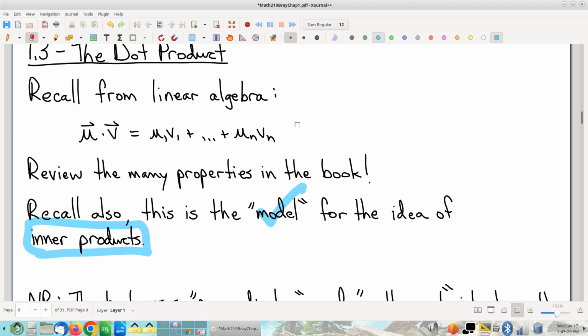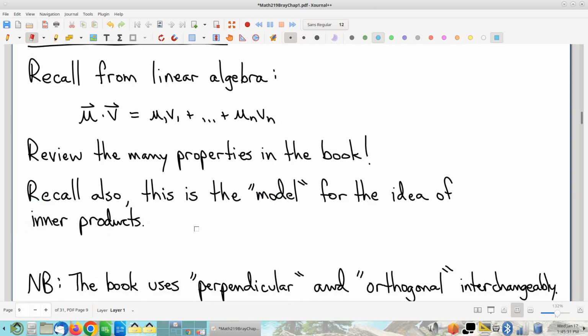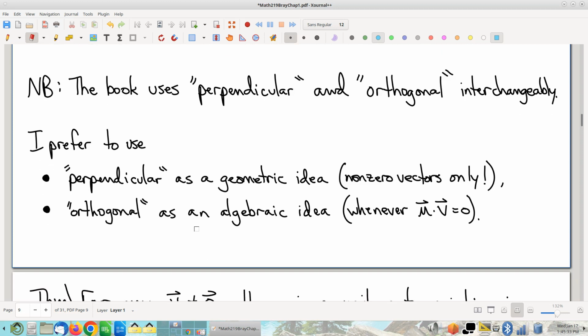All right. Okay, so I do have one additional terminology thing that I want to talk about, and that is these two words, perpendicular and orthogonal. A lot of books will be a little bit fast and loose about the distinction between these. I'm going to try to explain why I think it's important to distinguish these words from each other.